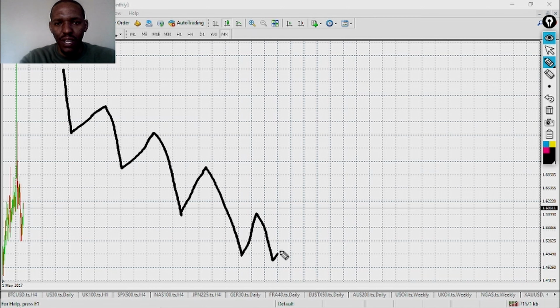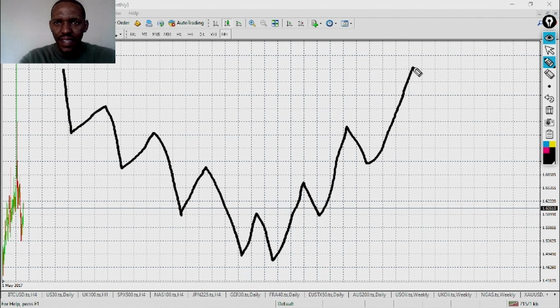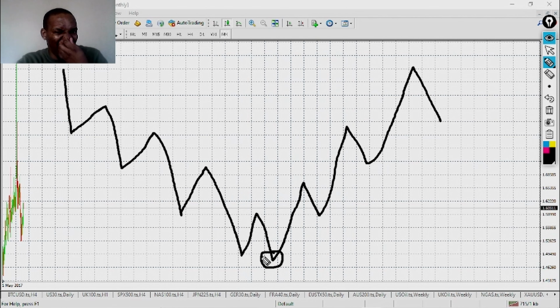Which means we talk about something that looks like this, guys. It's like this right here. So what you would like to do here is to look for entry at this area right here. That's what a double bottom should look like in most cases. A double bottom in most cases should look like that.